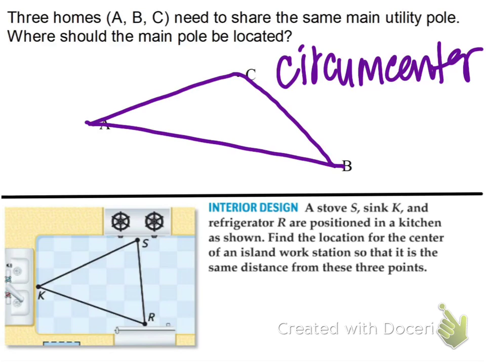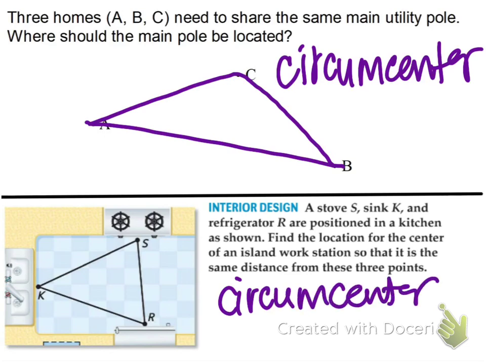This next one is very similar. A stove S, sink K, and refrigerator R are positioned in a kitchen as shown. Find the location for the center of an island workstation so that it is the same distance from these 3 points. If I wanted a point that was the same distance from these 3 points, you would have to know that means that we need a circumcenter. So not any work you need to do here. You just need to understand that it's the same distance from the 3 points. That means that it's going to be a circumcenter.